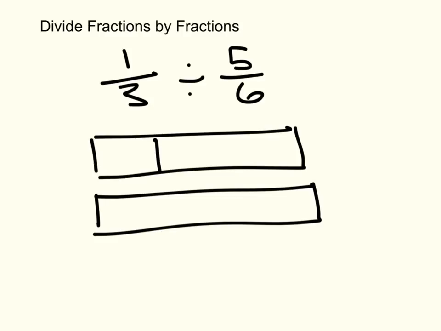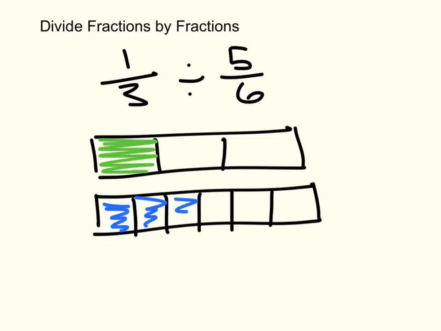So I'm going to go through, I'm going to turn this one into 1/3. I'll shade in what I have. The second one I'm going to make into 6. 1, 2, 3, 4, 5, 6. And I'm going to shade in what I have here. 1, 2, 3, 4, 5.